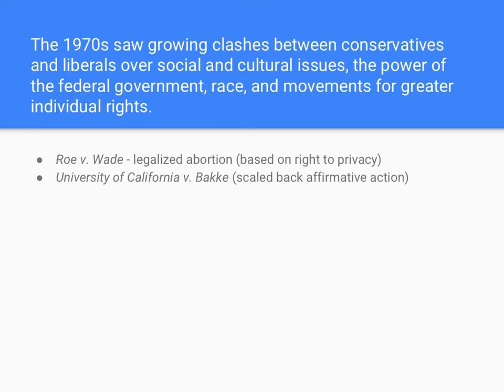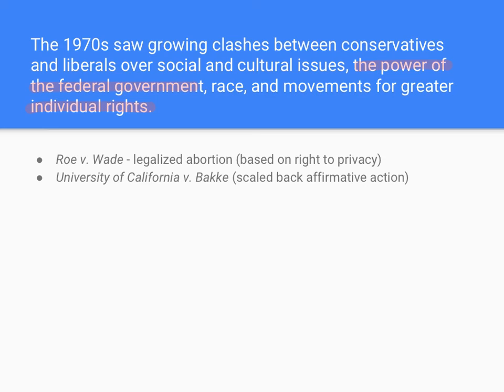The first political parties were fighting over the power of the federal government. The first political parties were fighting over individual rights and whether or not those individual rights should be protected. So these are the same issues that we're discussing again and again and again. In the 1970s, two big examples that we see are Roe v. Wade and the University of California versus Bakke.